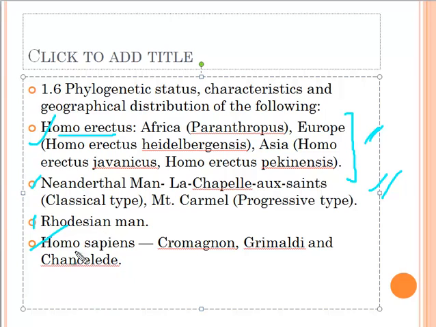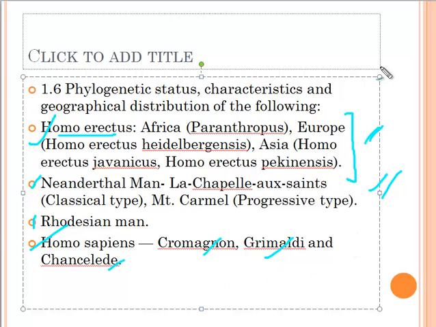Homo sapiens contains Cro-Magnon, Grimaldi, and Chancelade. These are some of the different fossils that have been found in different parts of the world, and this has been given in P. Nath. I will tell you one by one what are the different characteristics of these particular species, and what you need to mug up and what you need to leave.